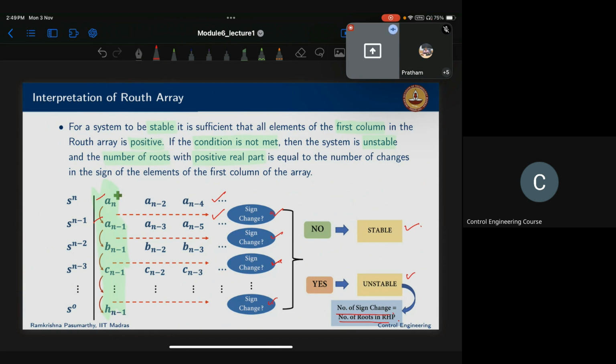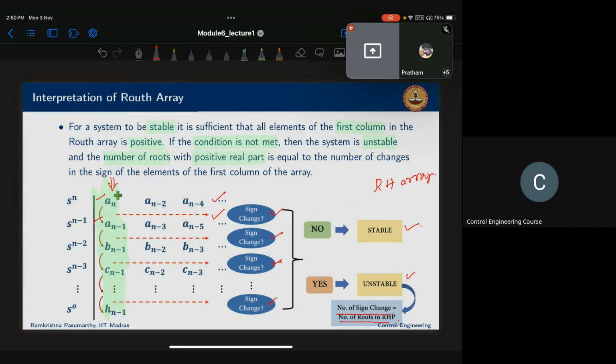So this is clear. What we do is, first we will prepare this RH array. After having this RH array, we will only concentrate on the first column. We will check for the sign changes. If no sign changes, stable. If there are any changes, unstable.